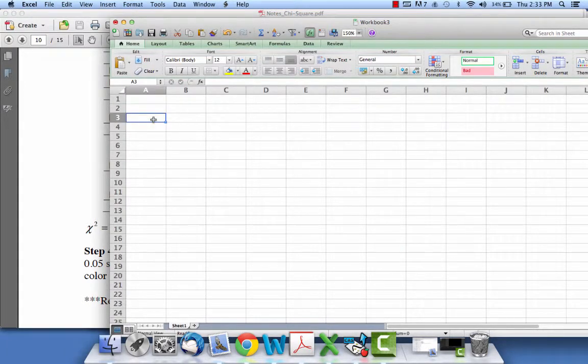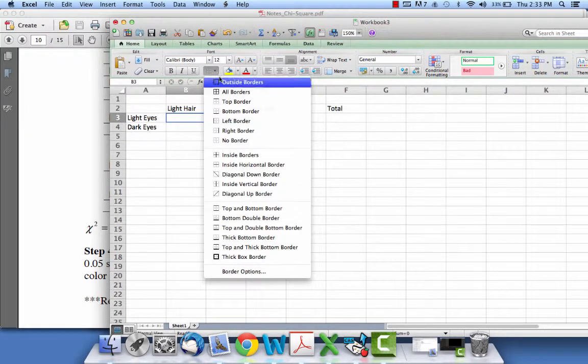So I'm going to do light eyes, dark eyes, and then light hair, dark hair. And normally we write the expected value right there in that column too, but I don't want to do that because it'll look like a train wreck. So I'm just going to give myself a little space to put it over here, and we'll make that a box.